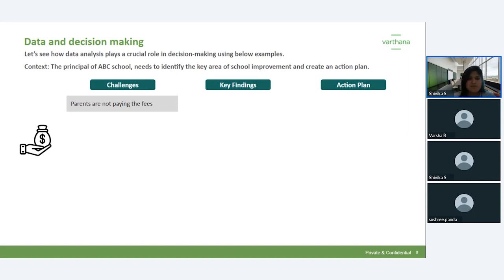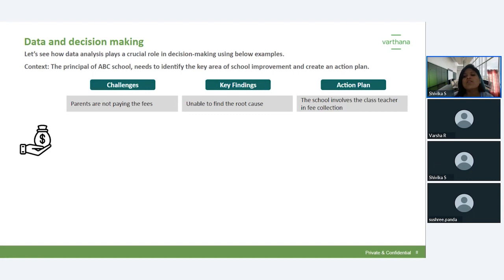Okay. So with this piece of information, the key finding is vague. You're not able to find out why parents are not paying the fee. So making an effective action plan is a challenging task. You may end up planning something which may not even be relevant. For example, the action plan can be that you involve teachers in fee collection. Without knowing the root cause, you're just formulating a strategy which may or may not be effective.